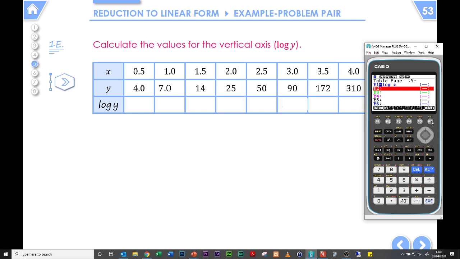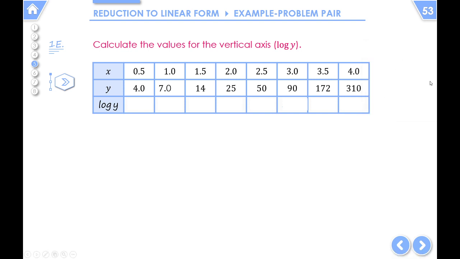Now when I press this table button here, the x values will be in this column and the y values will be in the column on the right, and if I want to, I can just scroll down through those and write them all down. Okay, so I calculated them earlier though. These are the ones that I got when I did it.